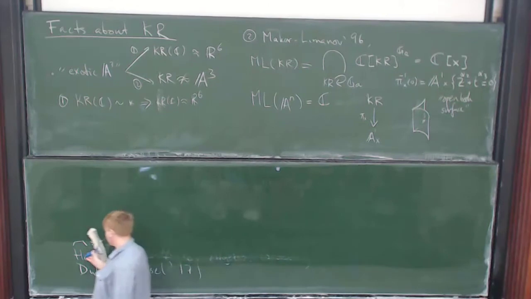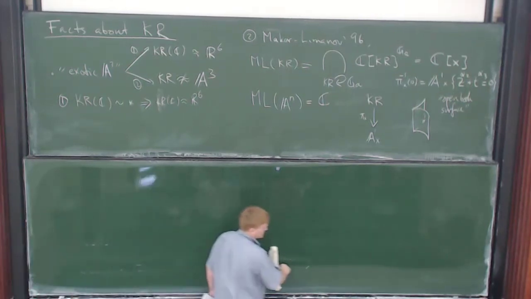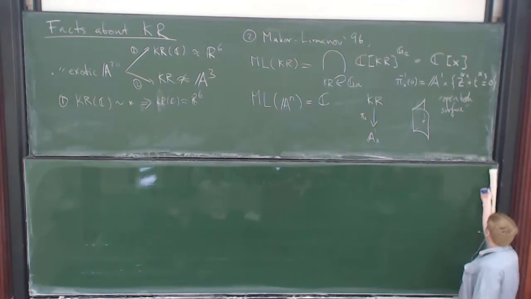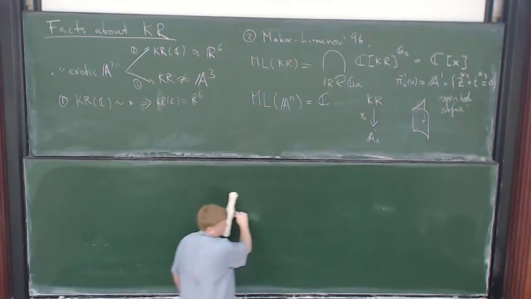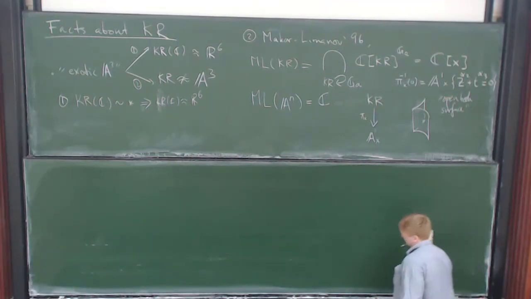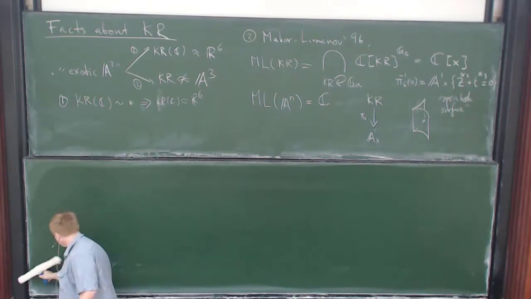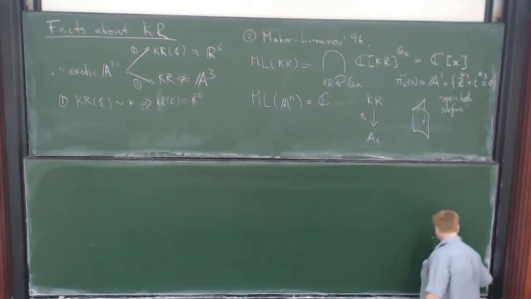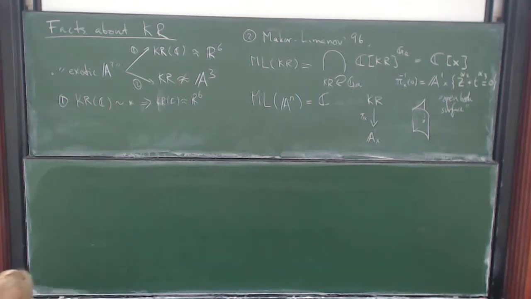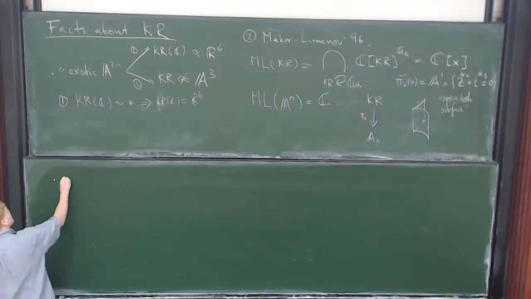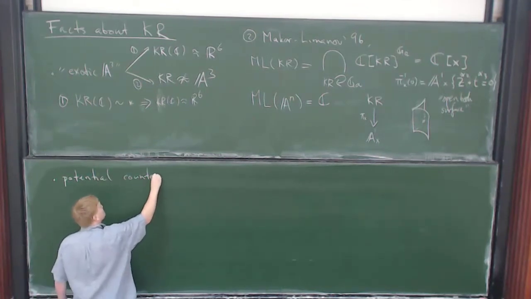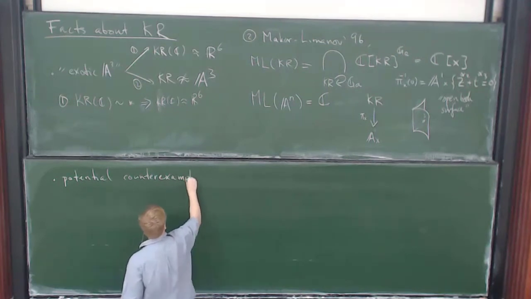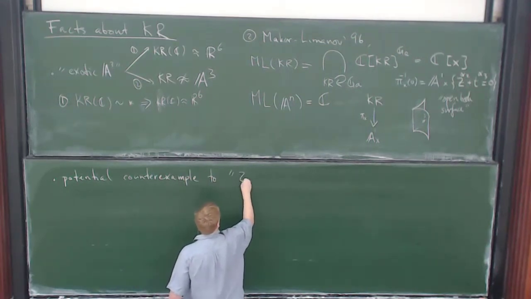sort of reason why we're interested in these Koras-Russell threefolds that I want to emphasize, and this has to do with the Zariski cancellation theorem. Okay, so another fact about KR is that it's a potential counterexample to Zariski cancellation.